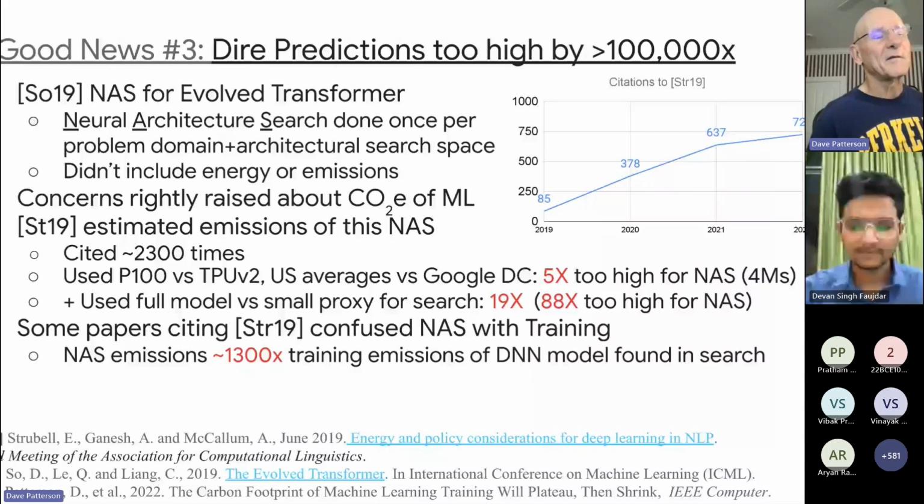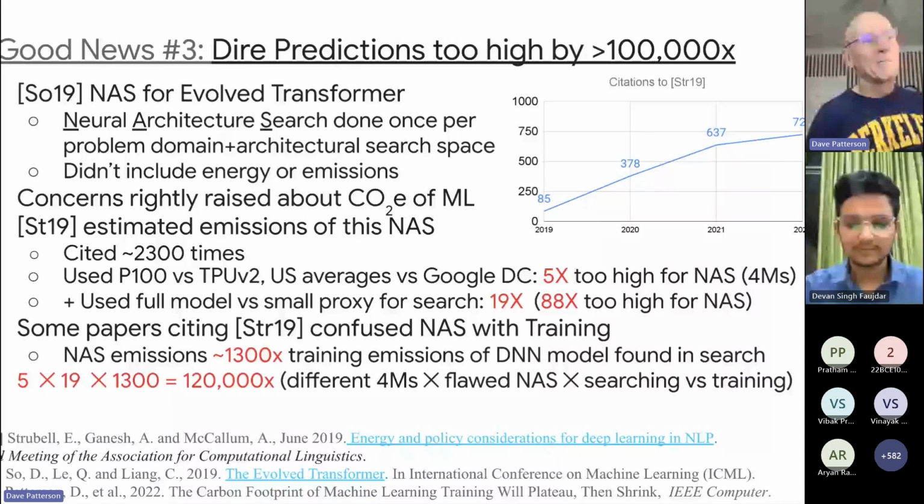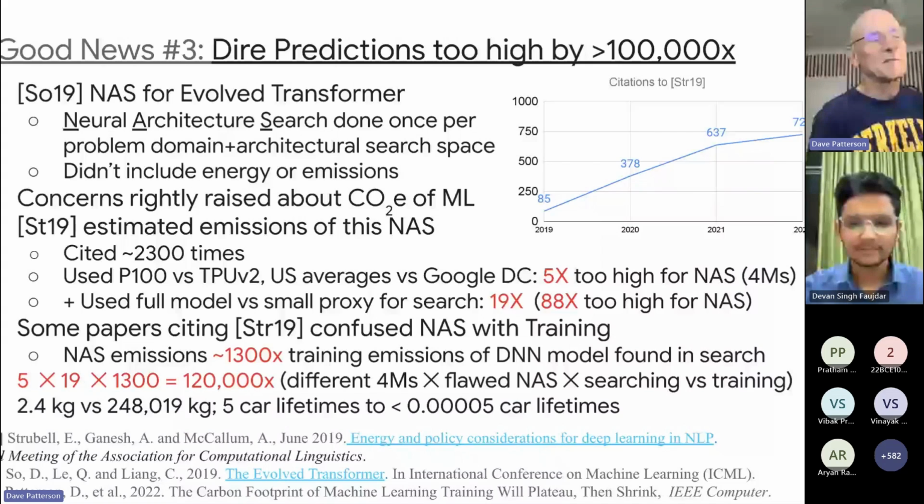So when you multiply those together, it's 120,000, right? 120,000x too high. So where did that $100 billion training figure come from? It was based on this paper that was off by 120,000. The estimate was almost 250,000 kilograms, almost 250 tons. And when people misunderstood it, they said that's the carbon emissions of 5 car lifetimes, including manufacturing the car. In reality, it was 2.4 kilograms, hardly anything.